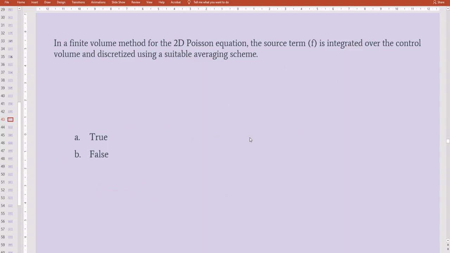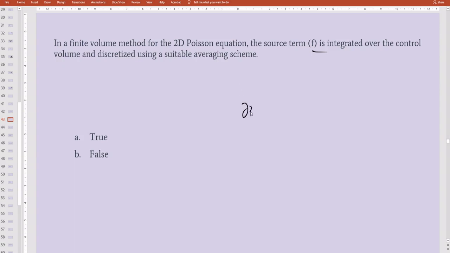Okay. Our next question is: in a finite volume method for the 2D Poisson equation, the source term f is integrated over the control volume and discretized using a suitable averaging scheme. It is a simple true or false question. We have already seen what a Poisson equation is.